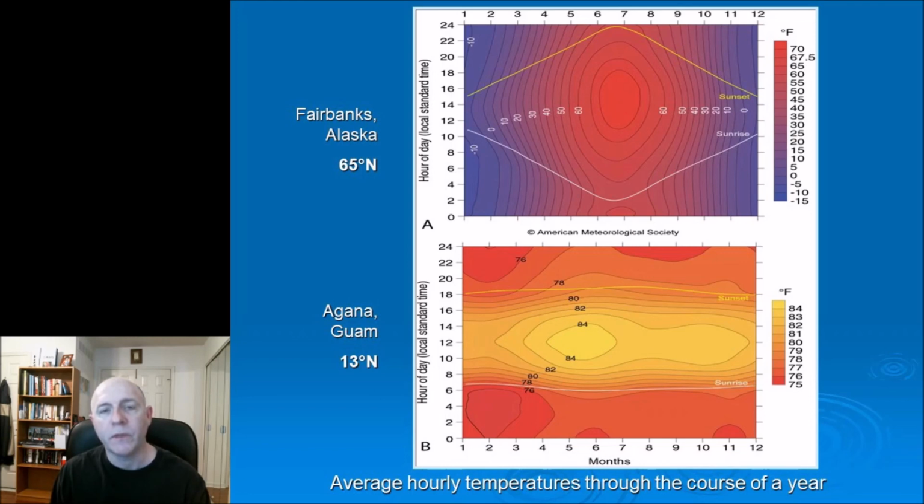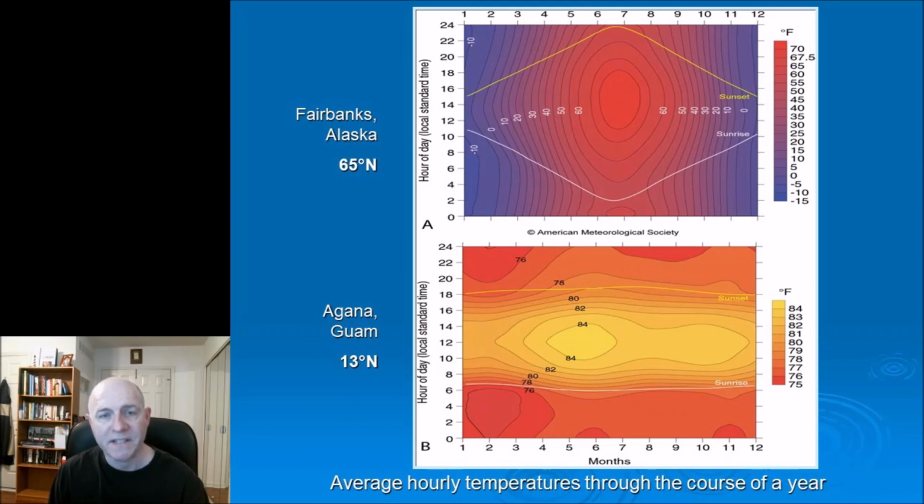On the top graphic, on the vertical axis is the hour of the day. Zero at the bottom is midnight, up to 12 is noon, then 24, midnight again. So you go through the day from bottom to top. Then going horizontally is the month of the year, January through June in the middle, and then December at the end.